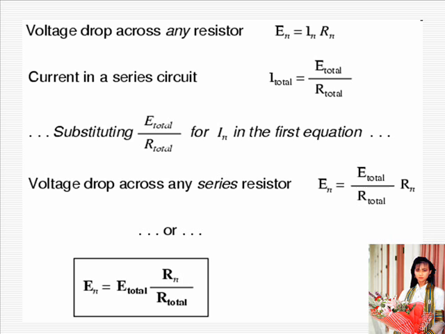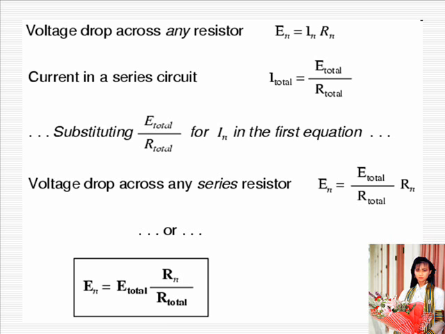With a little bit of algebra, we can derive a formula for determining series resistor voltage drop given nothing more than total voltage, individual resistance, and total resistance. The ratio of individual resistance to total resistance is the same as the ratio of individual voltage drop to total supply voltage in a voltage divider circuit.